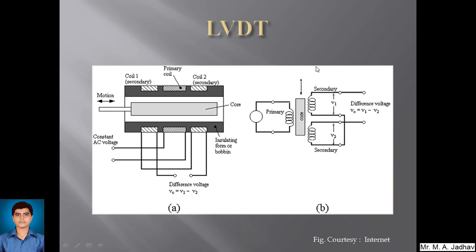See here, the circuit view is again shown. This is the primary coil. We are going to apply some voltage in the primary. Because of that, some magnetic field is going to be generated here, and again by electromagnetic induction, voltage is generated in these two secondaries, which are connected in series in such a way that they will cancel each other.